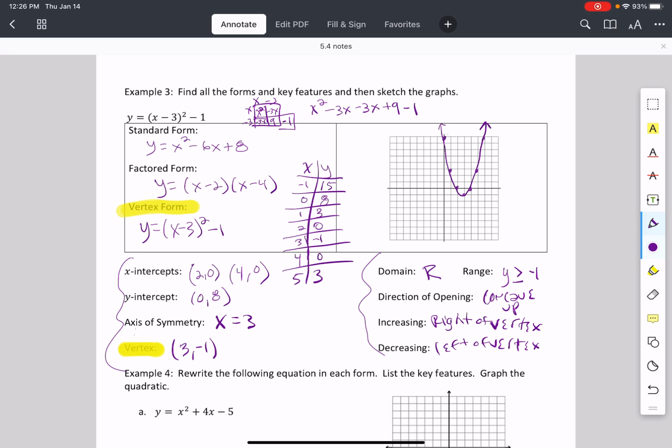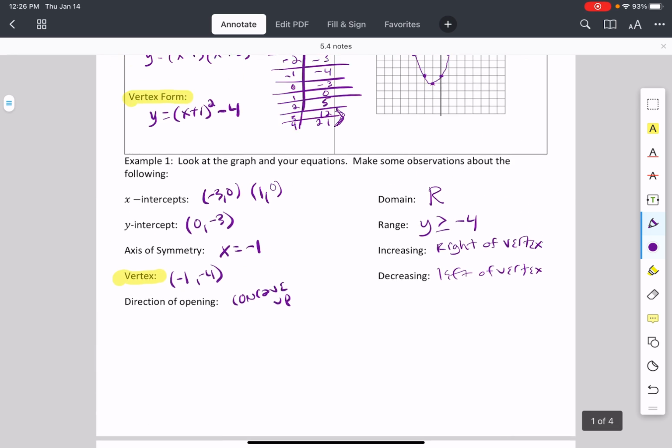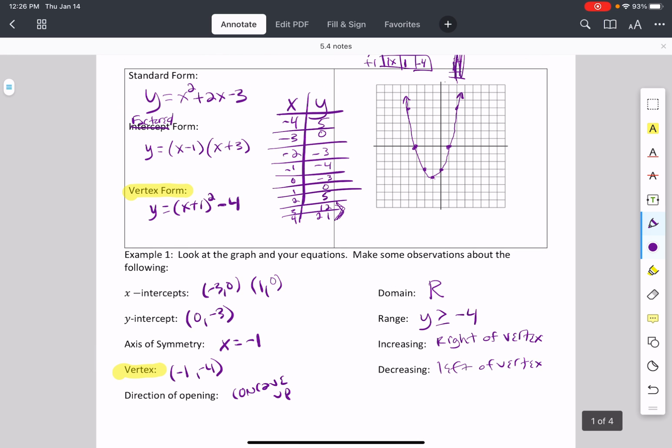Do you see a pattern? Look at this vertex form and vertex, and then look at this vertex form and vertex.